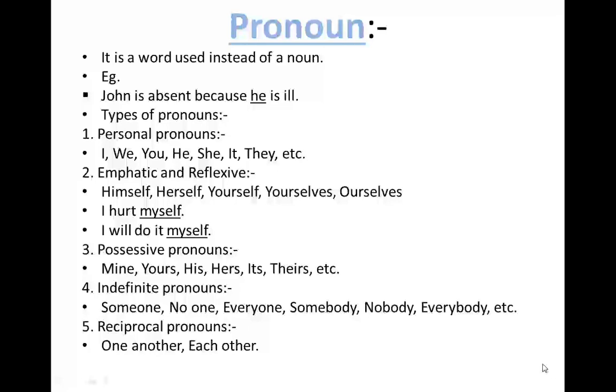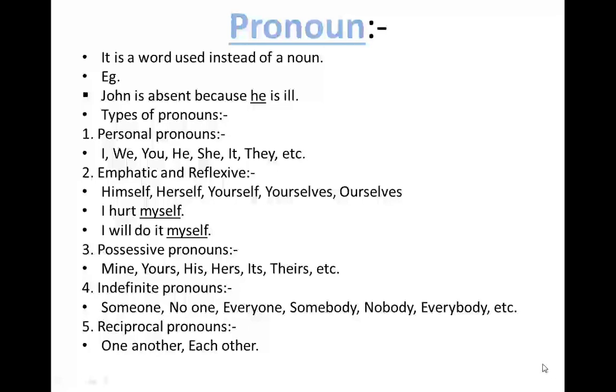Now let's move towards indefinite pronoun. Indefinite, as it is again obvious from the word indefinite, when you're not sure about anything, when you're not sure about whom we are talking. Someone, no one, everyone, somebody, nobody, everybody, everything. These are the words that we use as indefinite pronouns. Someone stole my pen. Now you are not sure who did this action, so that's why we have used the word someone over here.